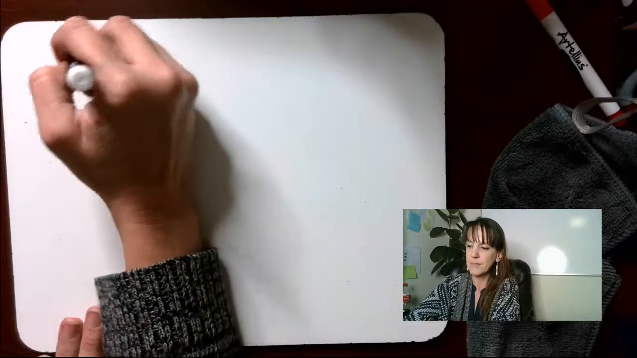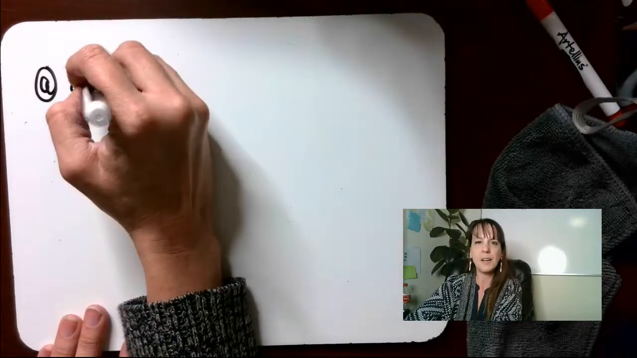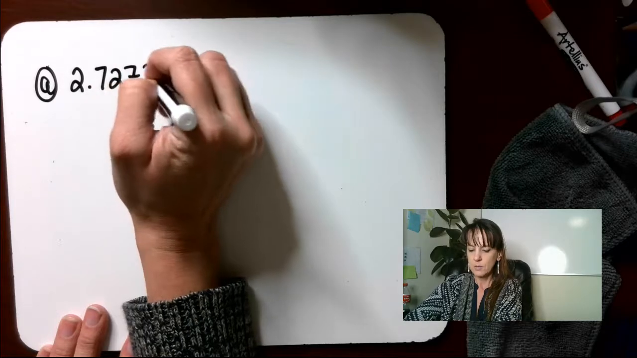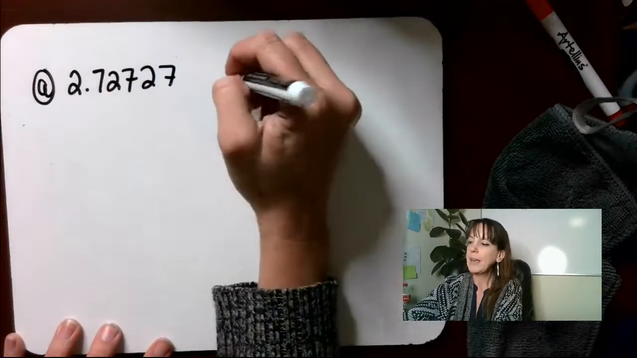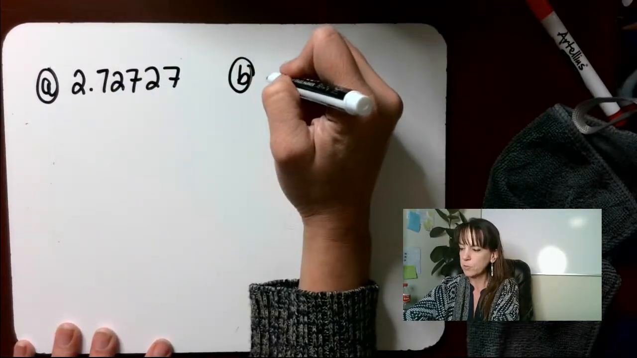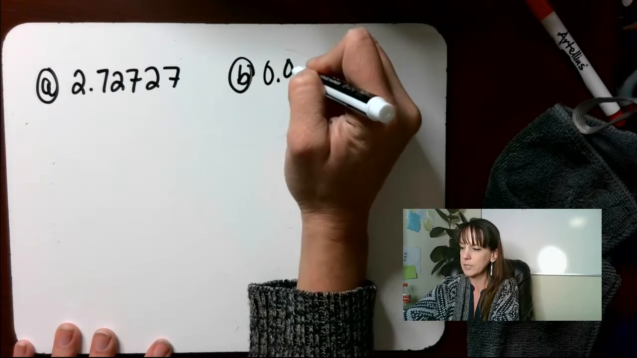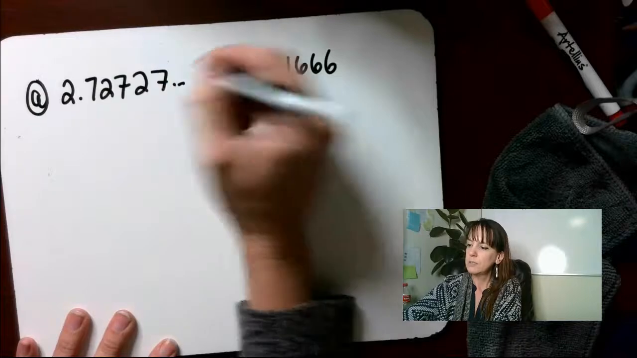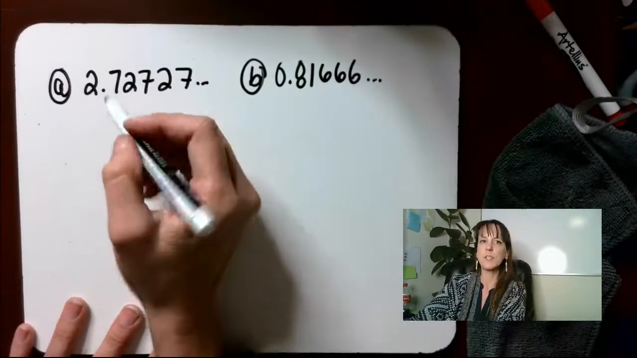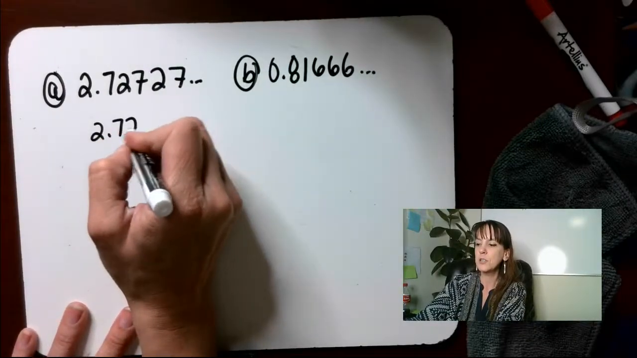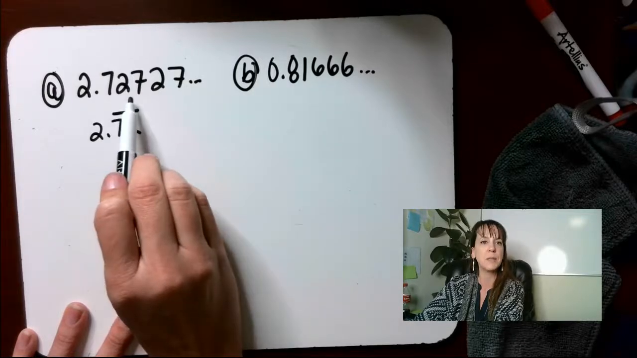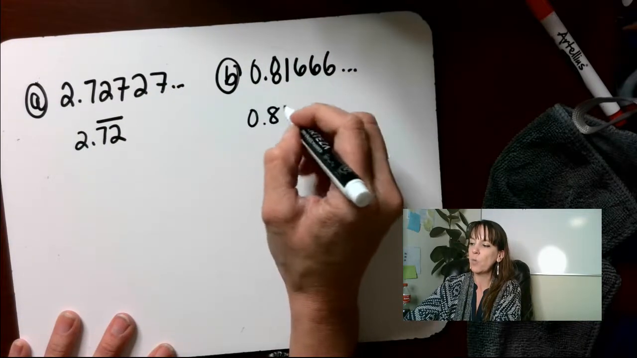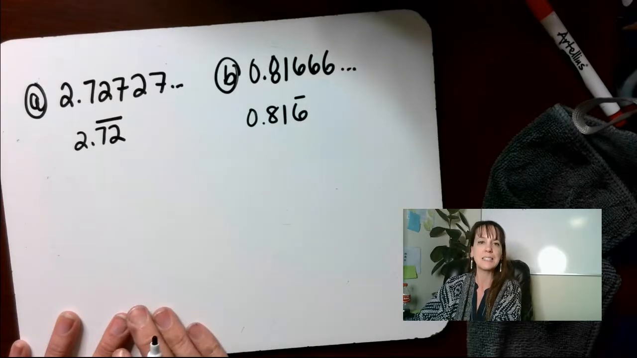If you want to pause and do them and then come back to make sure you did them right, that's great. For A and B, they want you to write it with the repeating bar over the top. 2.72 repeating, and 0.81666, and so on. So for this one, you're going to have 2.72 with a bar over that, because that's the bit that's repeating. For this guy, you're going to do 0.816 with a line over the 6, because that is the part that's repeating.